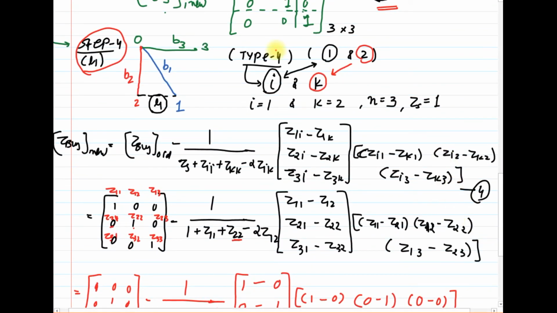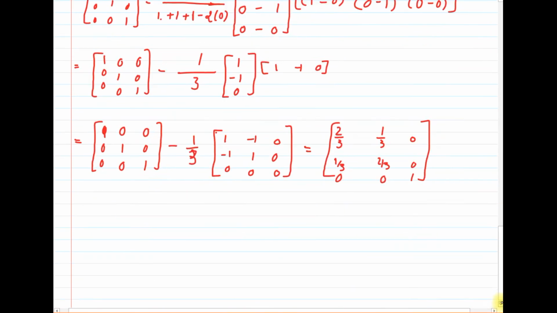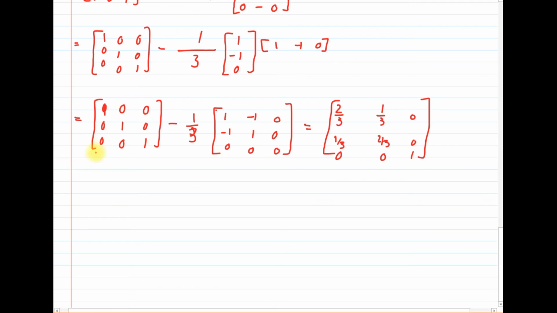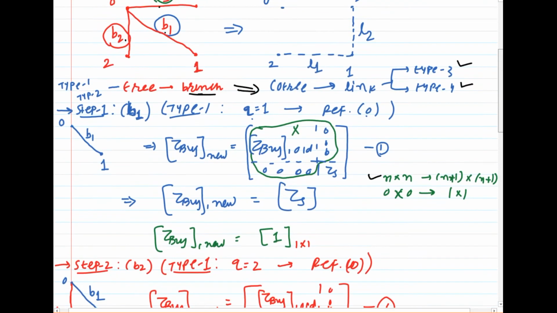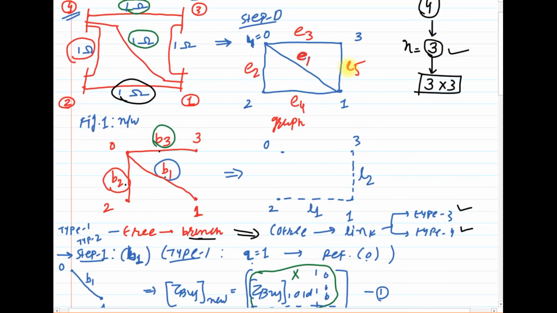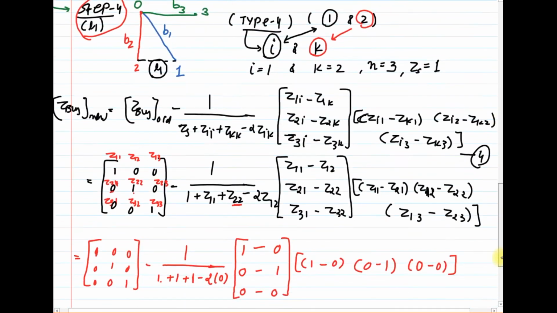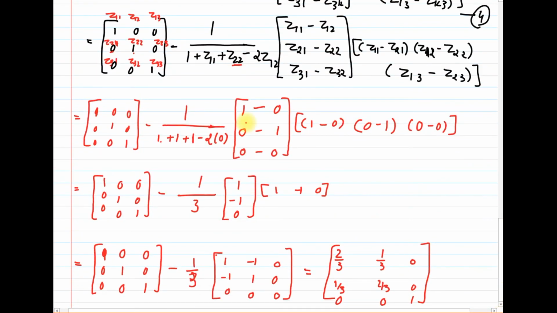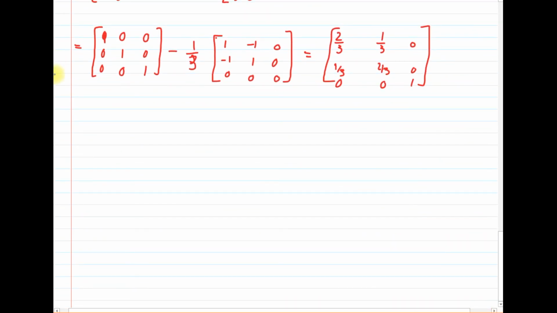Now the next step, step number 5. Yes, the total number of steps depends on the total number of elements. So here, yes, we have a total of 5 elements in the system, so we need to calculate for 5 steps. So we have calculated up to step number 4. Now the next step is step number 5.